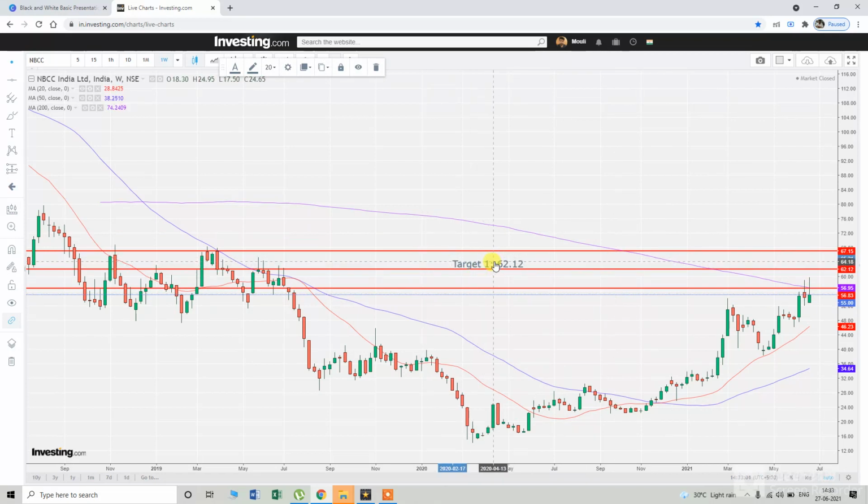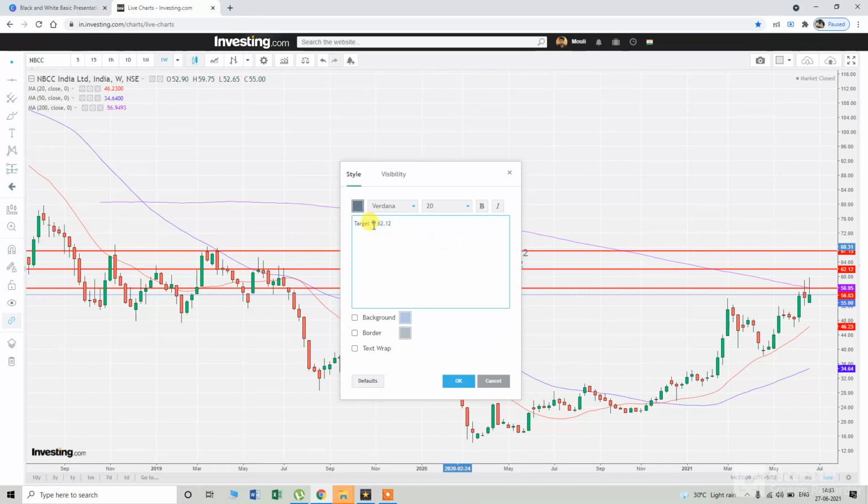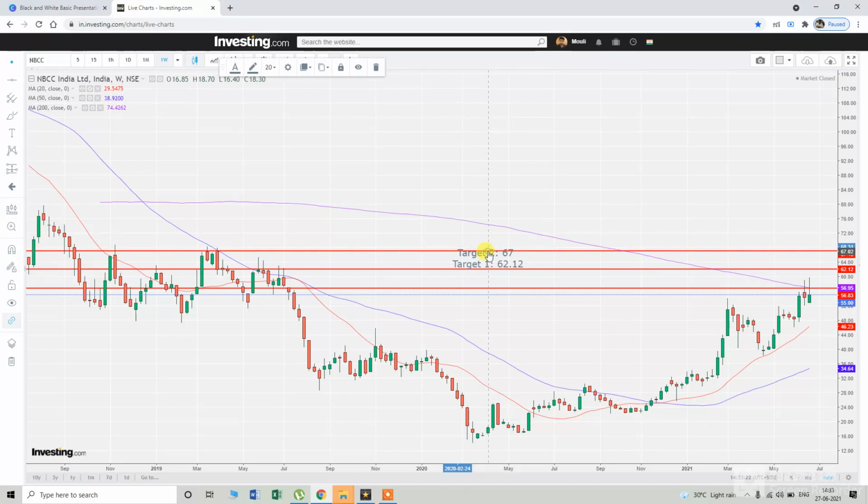And the same way, go for the next. This can be target 2 at the price of 67. Okay, let's place it as 67. So that can be the target 2. So this is how resistance gives you targets 1 and 2.